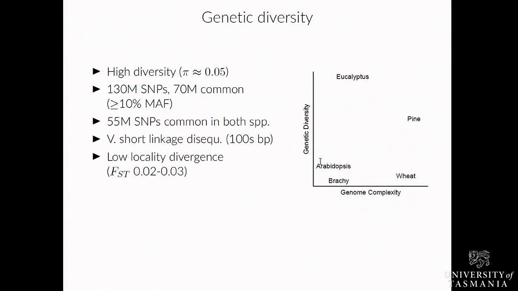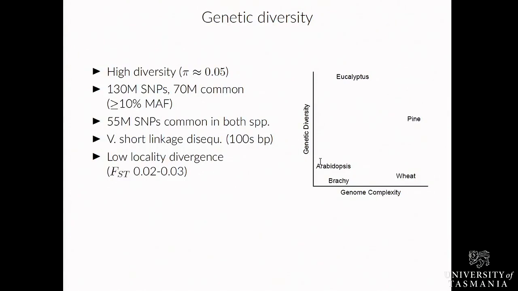So what did we actually find? Quite high genetic diversity, as everyone who looks at Eucalypt genetic diversity seems to find. In our case, average pairwise distances somewhere in the order of 5%. Across the genome, we found 130 million SNPs, of which 70 million had the minor allele in at least 10% of samples. As well as 55 million of that had minor allele frequencies greater than 10% in both species. So quite a large shared gene pool.